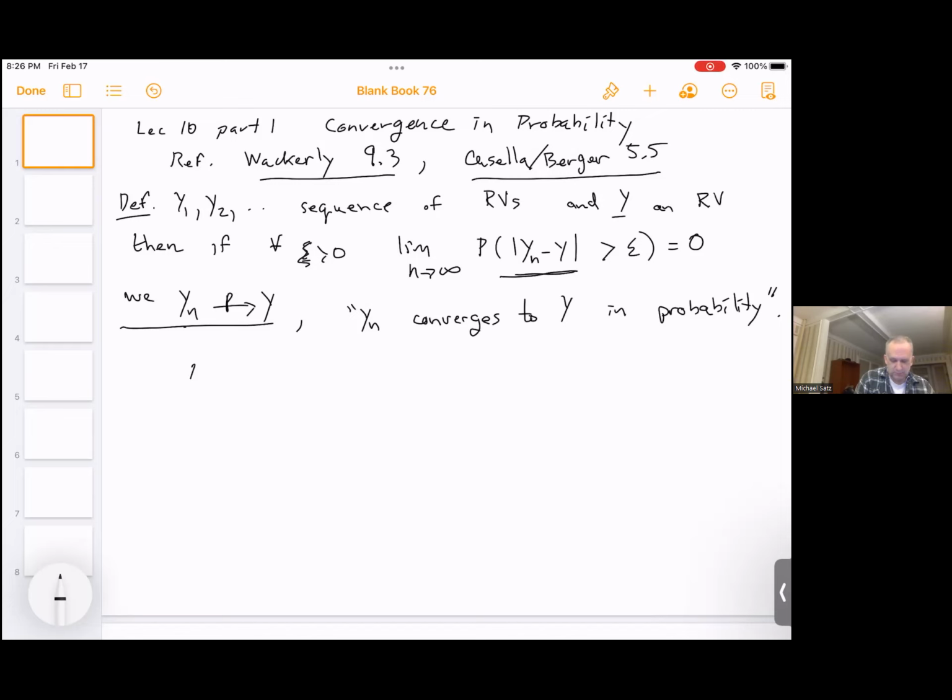Some important notes here are that the random variables can be constants too, and one of the most important cases, maybe the most important case, is when Y is a constant, and you're showing that the random variables are going to a constant in probability, so they can be constants. That just means it's like a degenerate random variable where it is always the same number. Okay, so this is one.